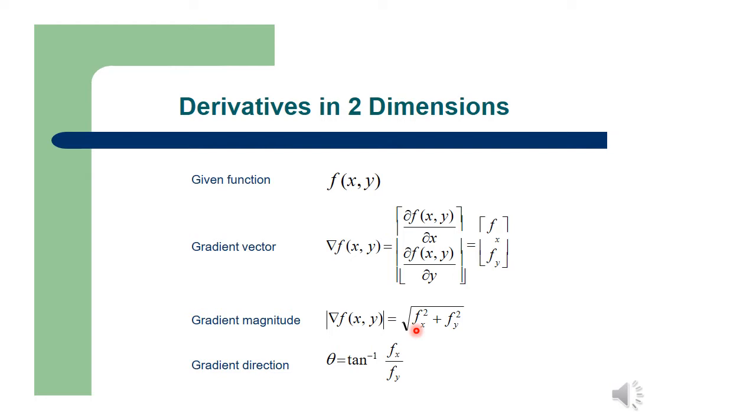For the calculation of the gradient magnitude, we square f of x, and we square f of y, then add the squares and take the square root of it, and this will give us the magnitude. As far as the direction is concerned, it is the tan inverse of the derivative of f of y upon the derivative of f of x.